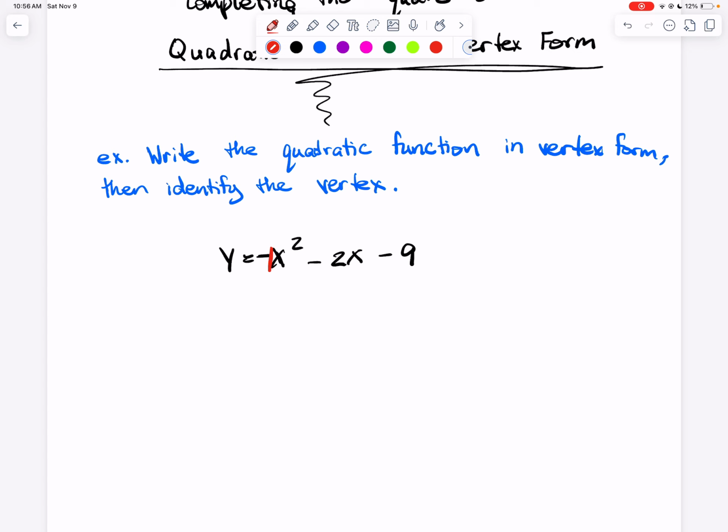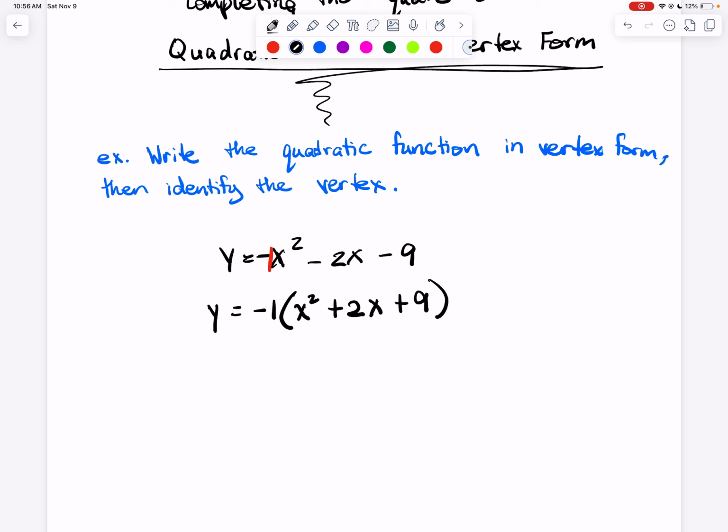All right, so the first thing we want to do is factor out that coefficient. So we're going to factor out that negative 1, and so we get y equals negative 1. And now we're dividing everything by negative 1. So that's negative x squared becomes positive x squared. And that negative 2x becomes positive 2x because we divided by negative 1. And this becomes plus 9.